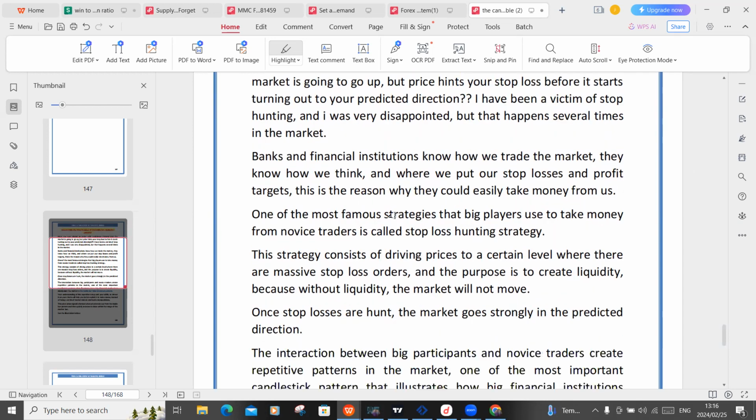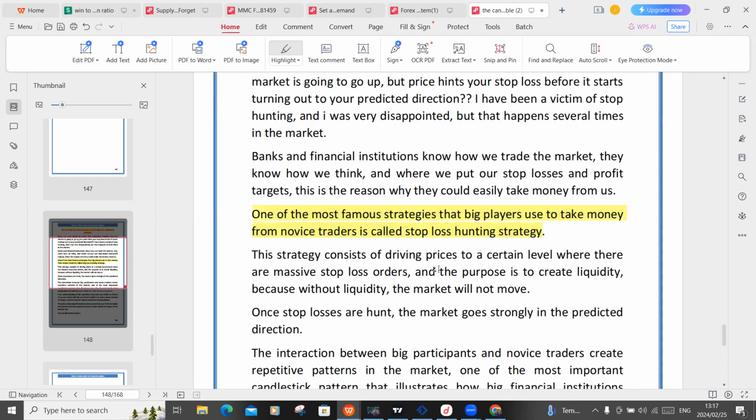markets. Banks and financial institutions know how we trade in the market. They know how we think and where we put our stop losses and profit targets. This is the reason why they could easily take money from us. One of the most famous strategies that big players use to make money from novice traders is called stop loss hunting strategy.